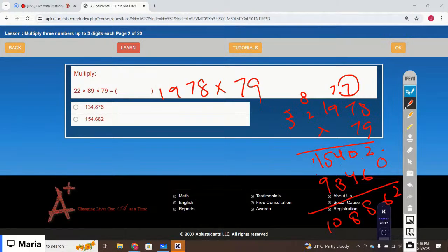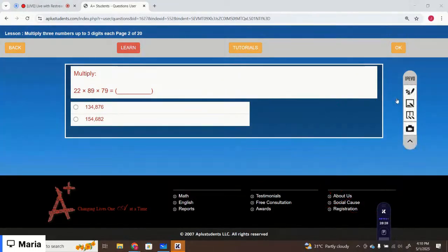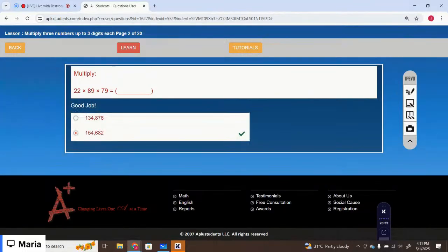22 times 89 times 79, that is 154,682. Option number 2 is the correct option. Be very careful, that is a bit long, so you might make mistakes.